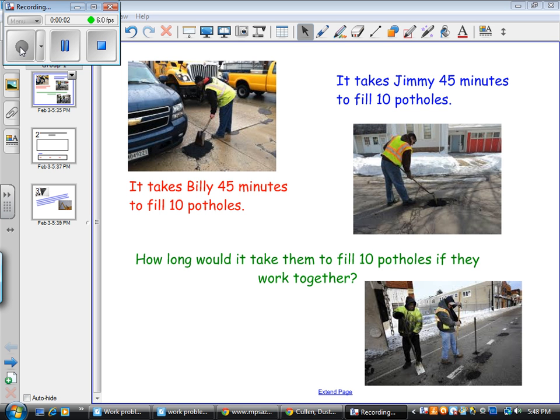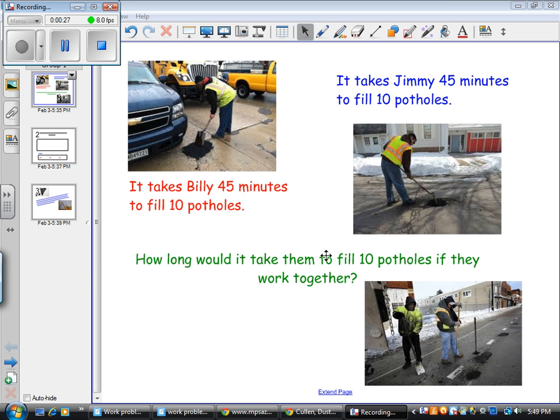Okay, everybody, the first thing we're going to talk about tonight is what we consider to be work problems, which basically means that either one person or another person can do some sort of an activity in a certain amount of time, but then if we were to do that activity together, we could find out how long that same activity would take as a group.